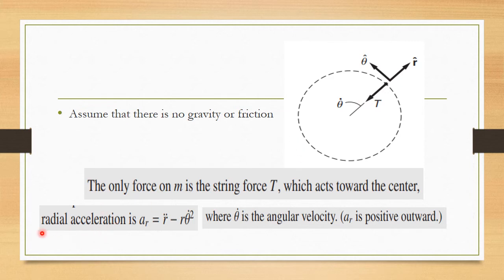In the case of a radial or polar coordinate system, the radial acceleration, a along r, is equal to r double dot minus r theta dot whole square, where theta dot is the angular velocity and a r is positive outwards. The direction of a r is along the direction of r.